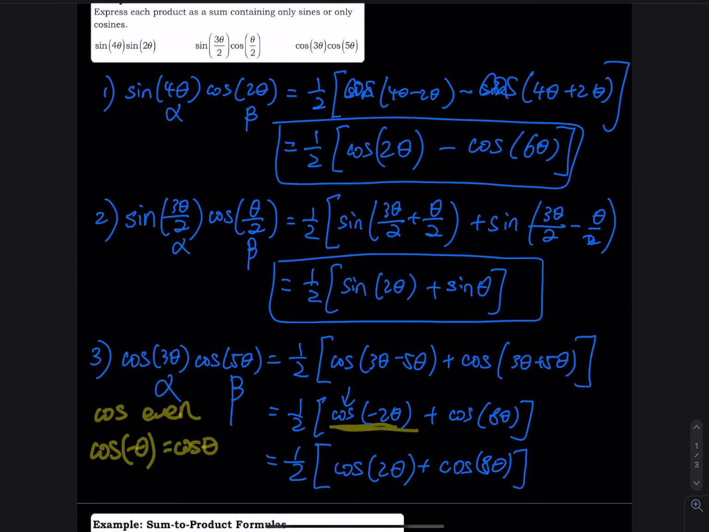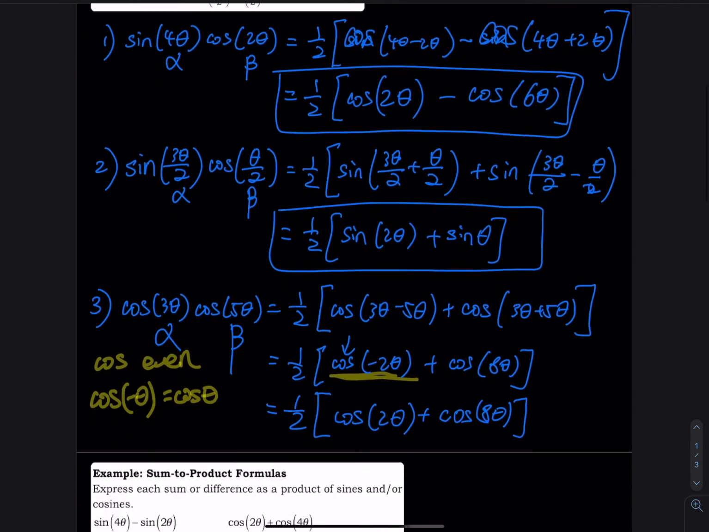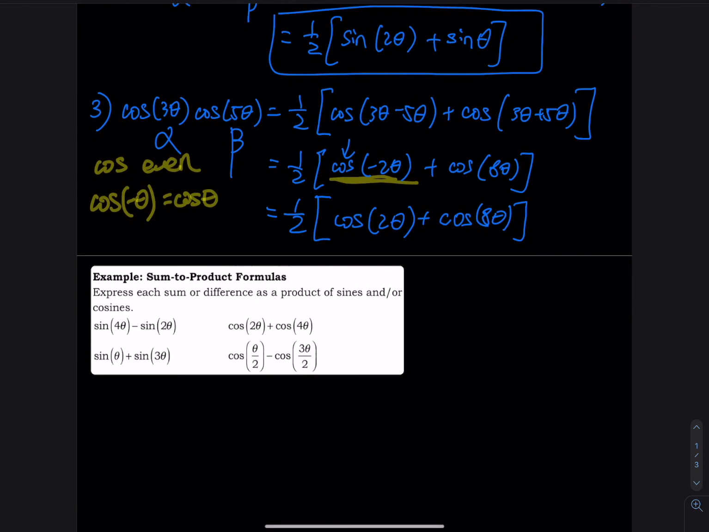What if this is a sine? If this is a sine of -2 theta, then you have to pull the negative out of the parenthesis because sine is an odd function. So that is product to sum. And then we look at sum to product.